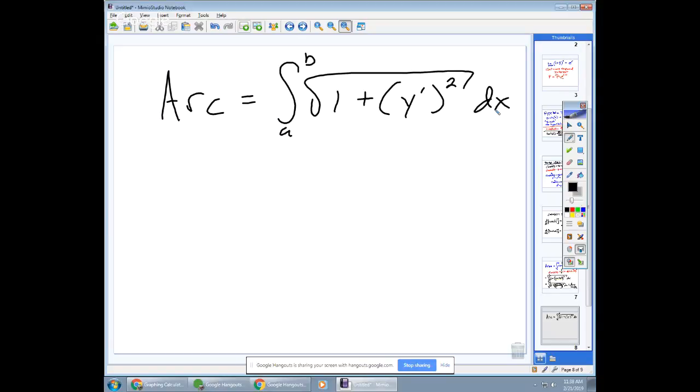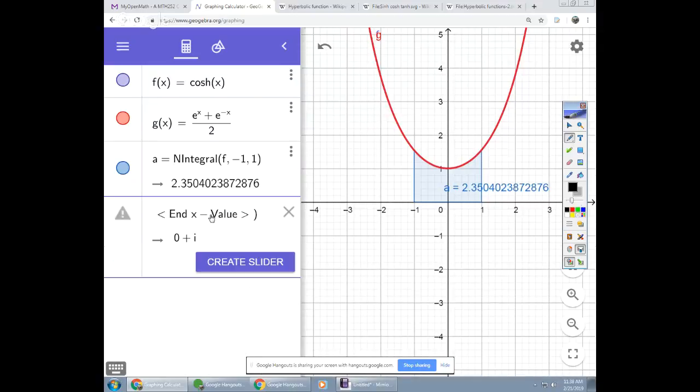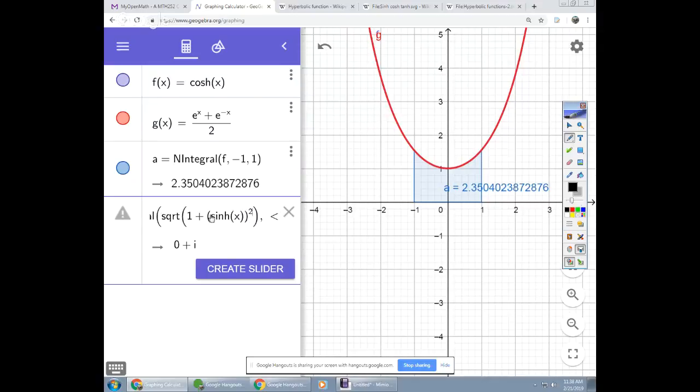So let's type that into GeoGebra. I want to set up another integral. My function this time is a little more complicated. It's the square root of 1 plus, what's the derivative of the hyperbolic cosine? Hyperbolic sine, so I type in SINH, and GeoGebra says, I know that function of x. And then I have to square it, so I needed an extra set of parentheses to square it.